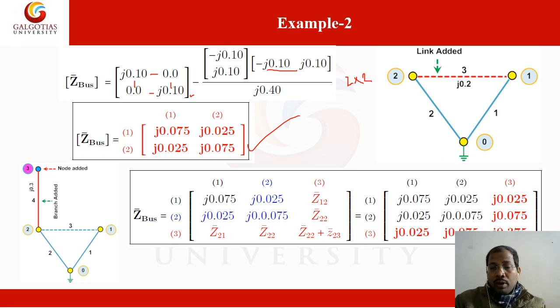Now we are going to add branch 4. Here branch 4 is connected through bus 3. A new bus is added to the network through a transmission line having the impedance ZB, and this transmission line is connected to the existing bus 2. Here you can see that this is blue color, so this already exists. This is the old bus.